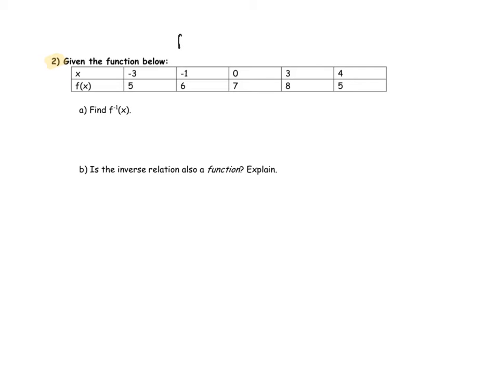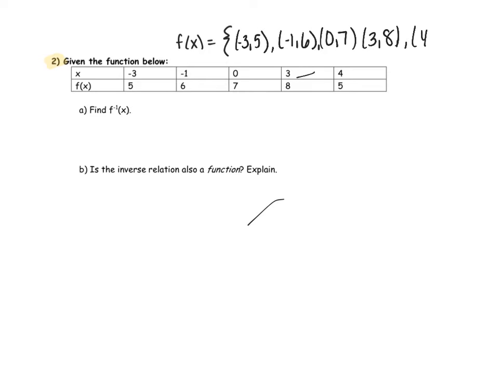So if I wanted to write this as f of x, as a relation, like example number 1, we would put -3 and 5 together as one point. So this would be (-3, 5), (-1, 6), (0, 7), (3, 8), and (4, 5). So you can feel free to write your f negative 1 of x, your inverse, as a relation, just like that. All right, so you can get started. Hit pause and then hit resume when you're ready for the answer.